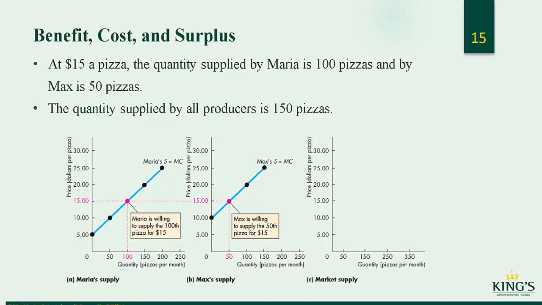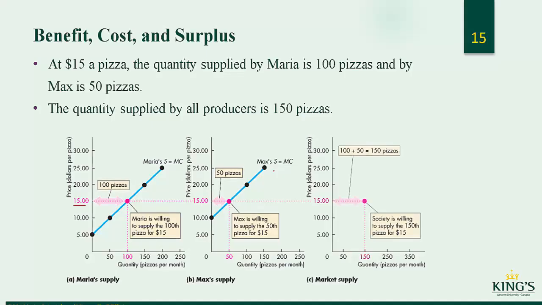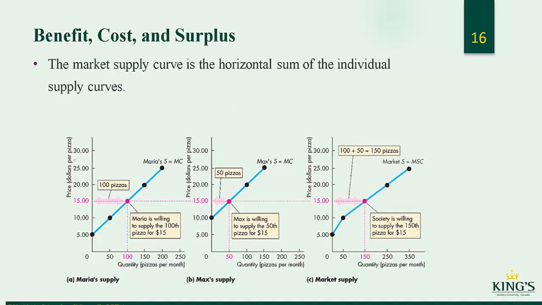$15. And if we look at the total amount, right? So at a price of $15, we will have 100 pizzas from Maria and 50 from Max. And so the total quantity supplied in the market is going to be 150. And if we did that for every price, we could trace out the market supply curve.